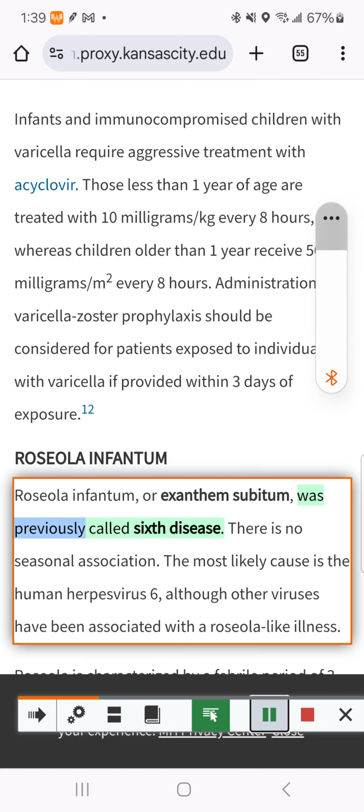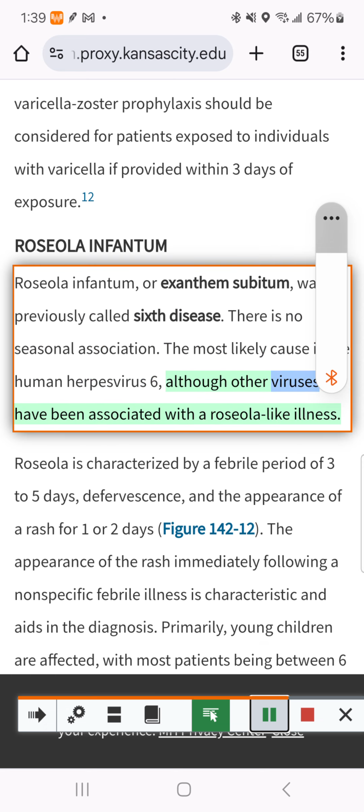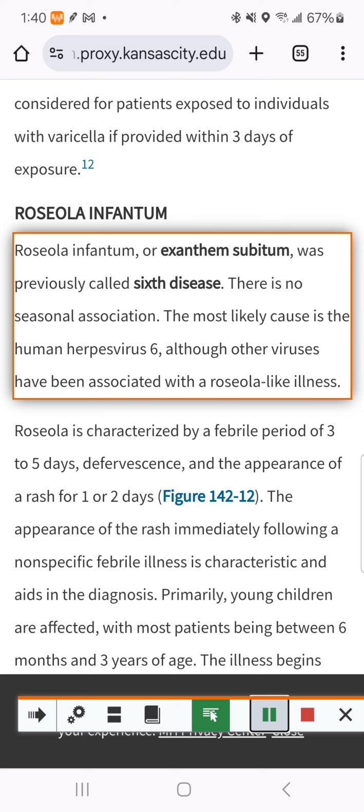Roseola infantum, or exanthem subitum, was previously called sixth disease. There is no seasonal association. The most likely cause is human herpesvirus 6, although other viruses have been associated with roseola-like illness.